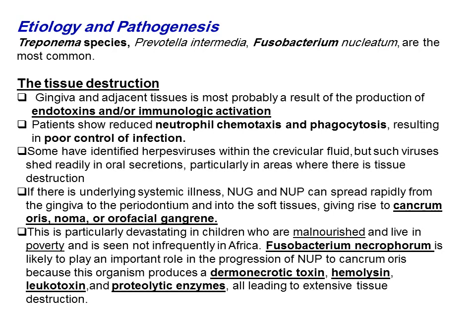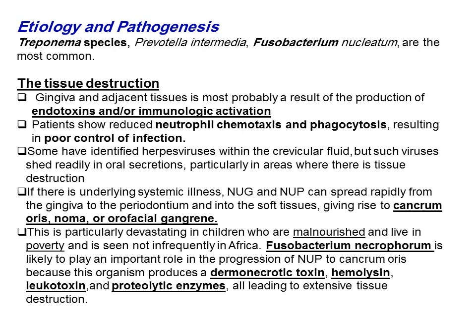There may be association between necrotizing ulcerative gingivitis, periodontitis, and underlying systemic disease. May give rise to noma, orofacial gangrene, or cancrum oris. This is particularly devastating in children who are malnourished and live in a poverty condition. It is not infrequent in Africa. So it is most commonly seen in Africa.